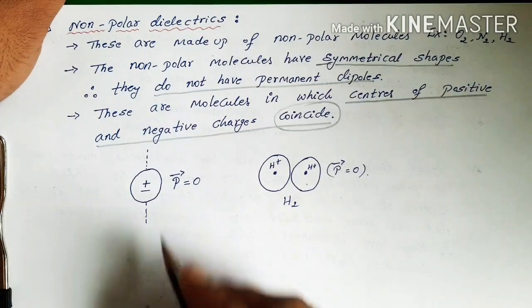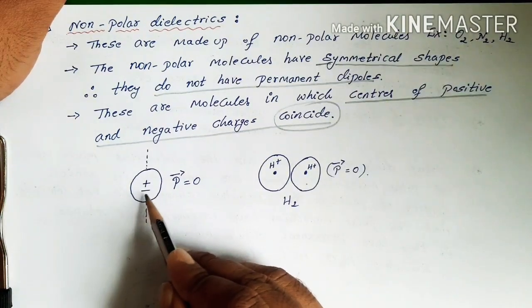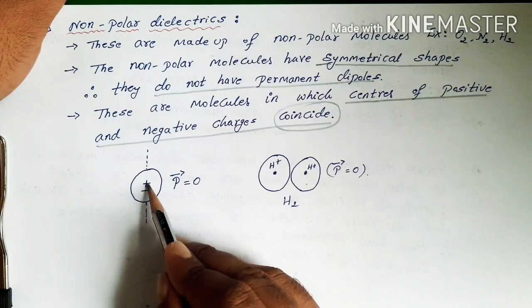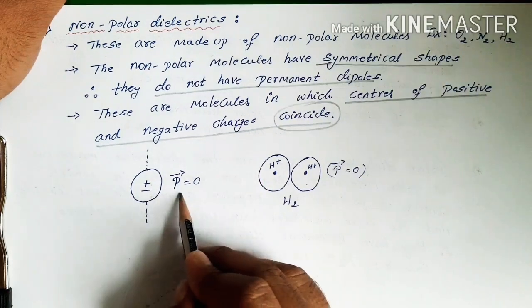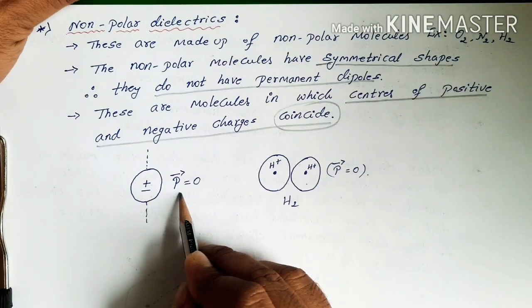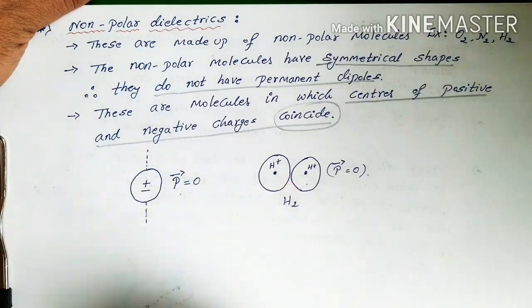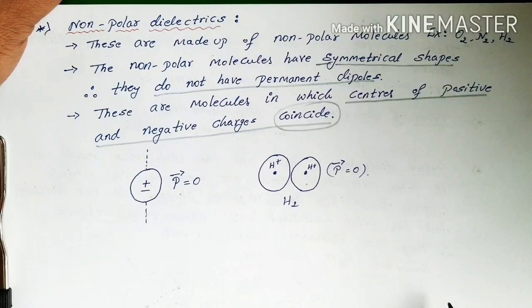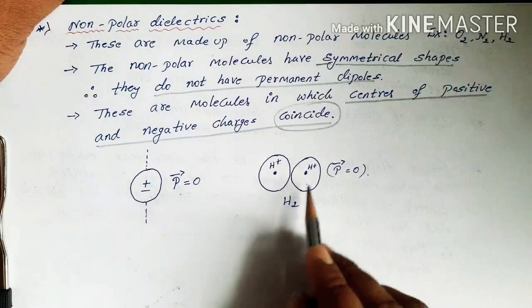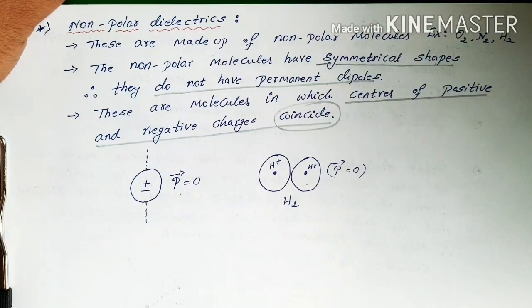You can see in the first picture, plus and minus kind of thing, that means positive and negative charges coincide, and it is in symmetrical shape. Hence there is no distance between the positive and negative charges, hence there is no dipole moment. Such molecules make up what we call non-polar dielectrics. This is an example, H2. In the figures they appear different, but actually both are coincided; the centers are coincided.